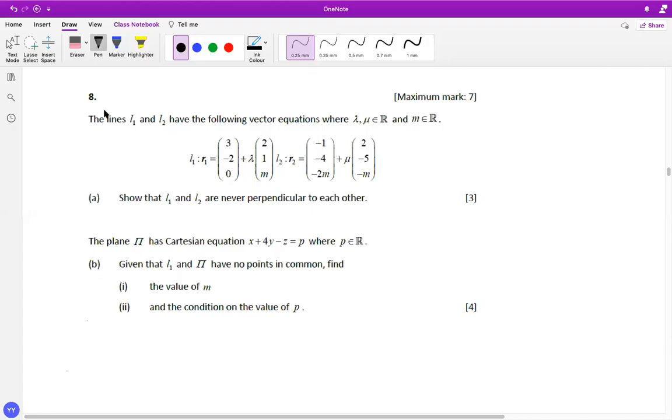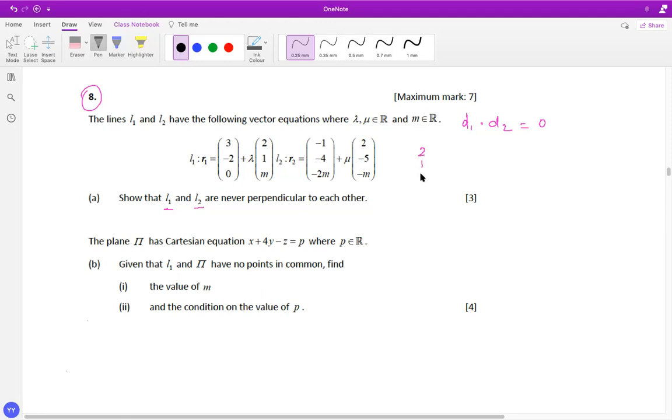For question number 8, this question is about vectors. Basically, we have L1 and L2. These are the two lines that they have given. Show that L1 and L2 are never perpendicular. When you're finding the angle between two lines, if they're perpendicular, the dot product of the directions should be 0. So let's say D1 and D2 are the directions of both lines; the dot product should be 0. Now here they are saying that it is never perpendicular. It means that we should never get an answer when I take the dot product equal to 0.